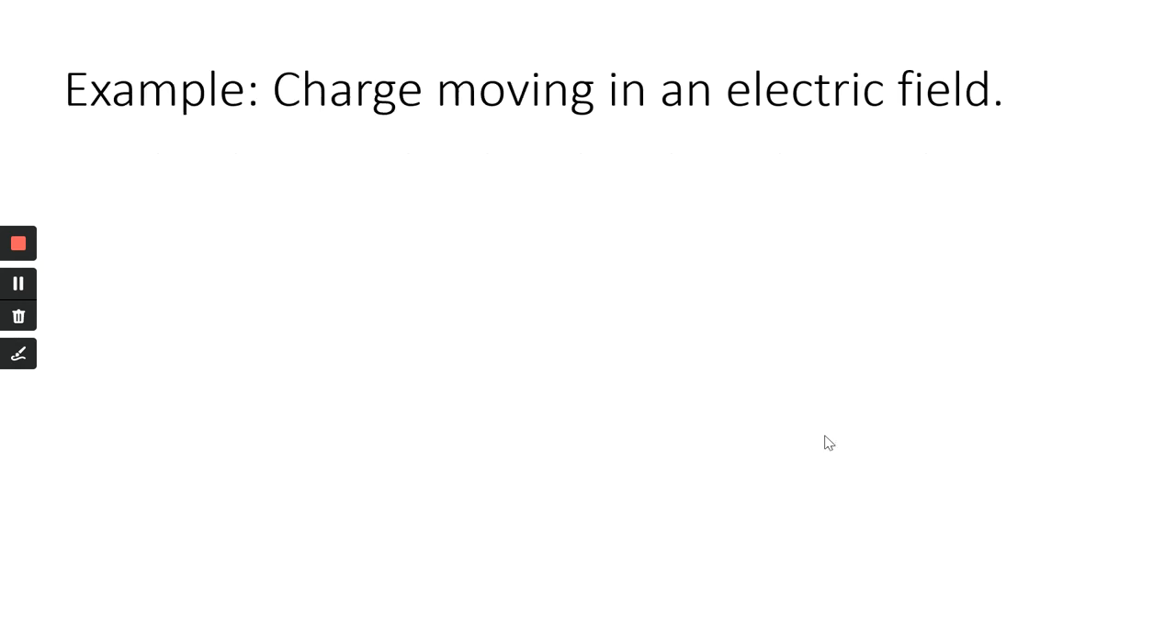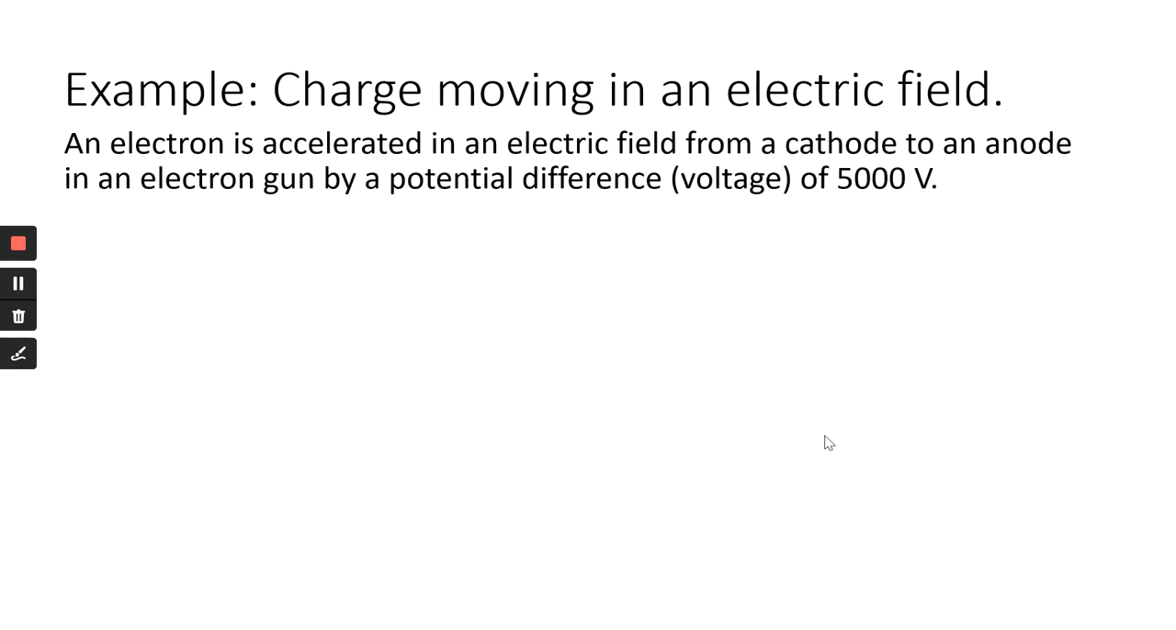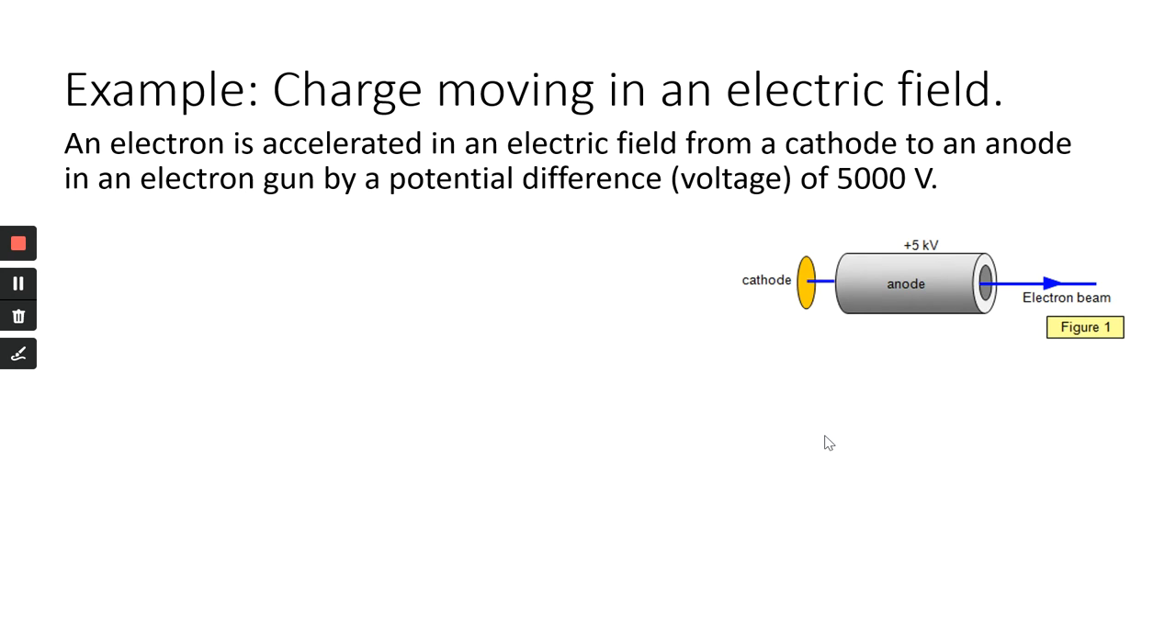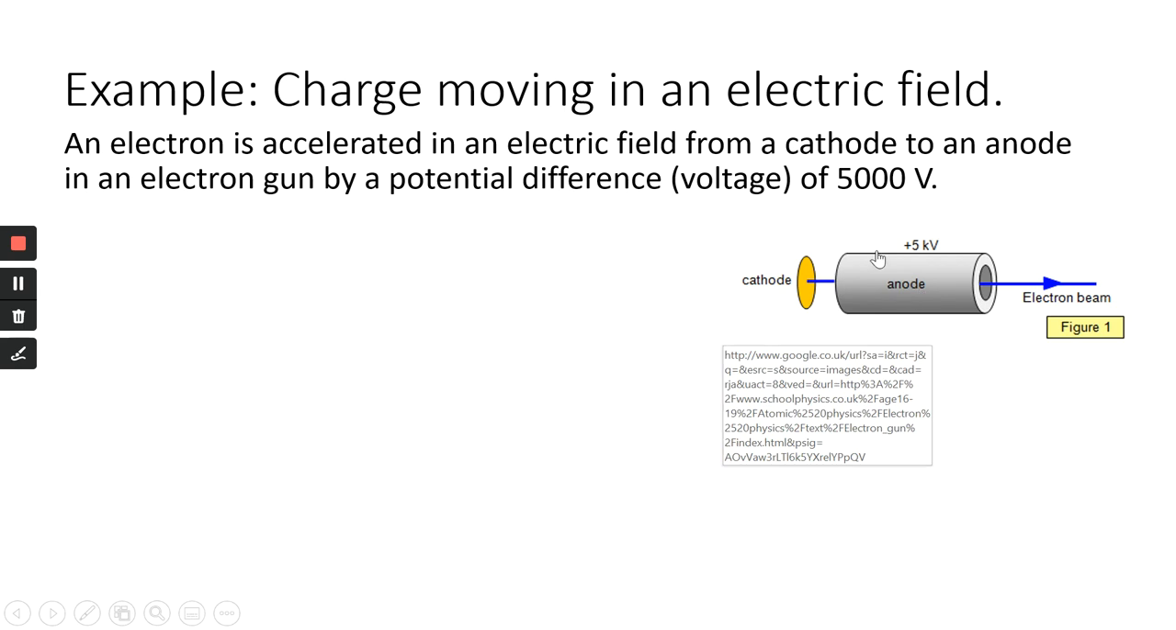Charge moving in an electric field. An electron is accelerated in an electric field from the cathode, the negative terminal, to an anode, the positive terminal, in an electron gun by a potential difference, i.e. voltage, of 5,000 volts. The cathode and anode don't look like the parallel plates you looked at before. They do look a little bit different.